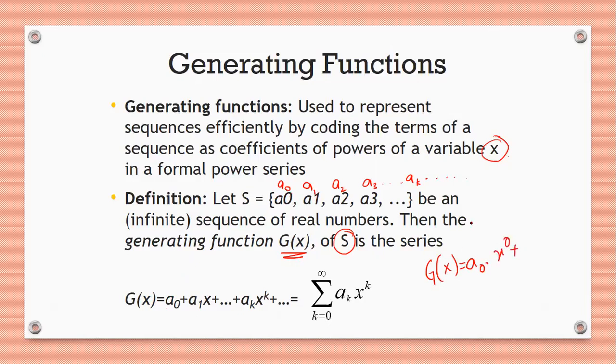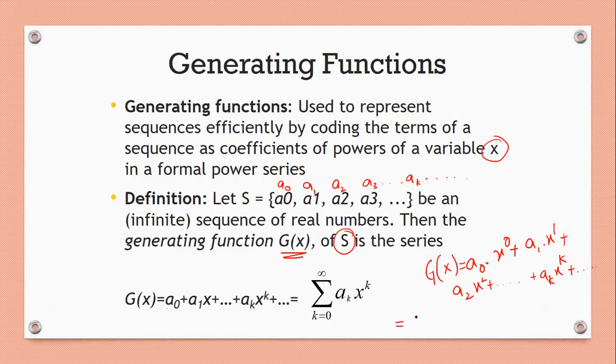It is 0. So we will write x power 0 plus a1 into x power 1. I hope you understand that whatever the subscript is, I am taking it as the exponent of x, the power of x. The sequence has coefficients of those powers. If the coefficient is a0, I take x power 0. If the coefficient is a1, I take x power 1, and a2 x square plus and so on, up to ak times x power k, and up to infinity.